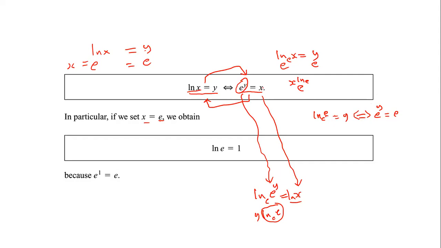Okay? Now let's take a look at the left-hand side. ln e of e is equal to 1, right? Yeah. So this is equal to y. That means y, right? Let's go to the other side. The other side, I have what? I have e to the y, right? e to the y. But e to the y is equal to what? e.